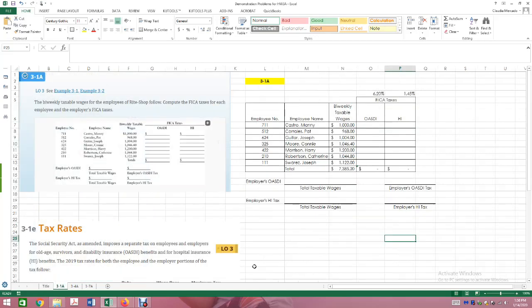The first problem we have is problem 3-18, okay, in your textbook, okay? So, this problem reads, the biweekly taxable wages for the employees of Right Shop follow. Compute the FICA taxes for each employee and the employer's FICA taxes, okay? So, FICA taxes is comprised of 2 different taxes, the OASDI and the HI, okay?